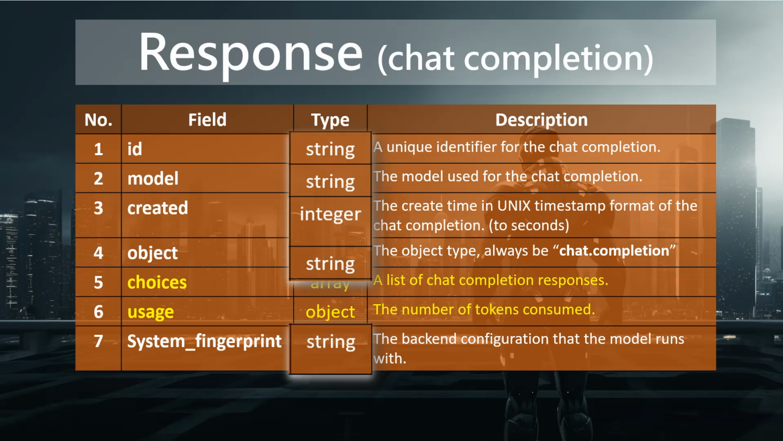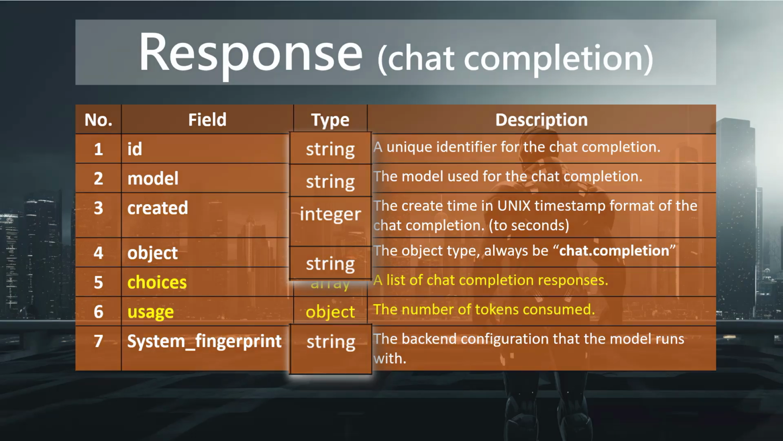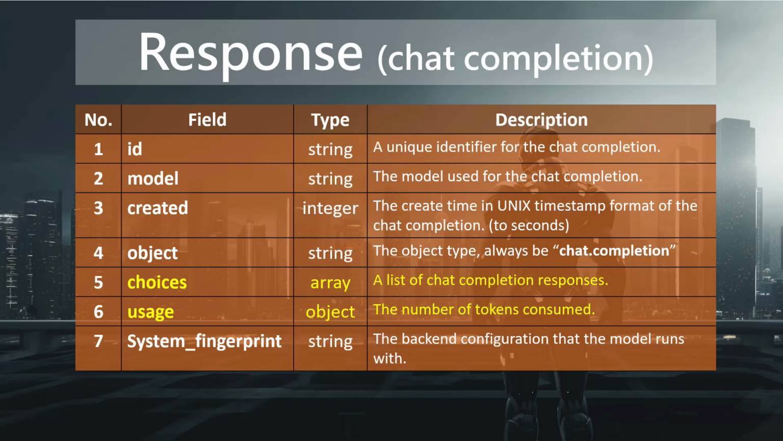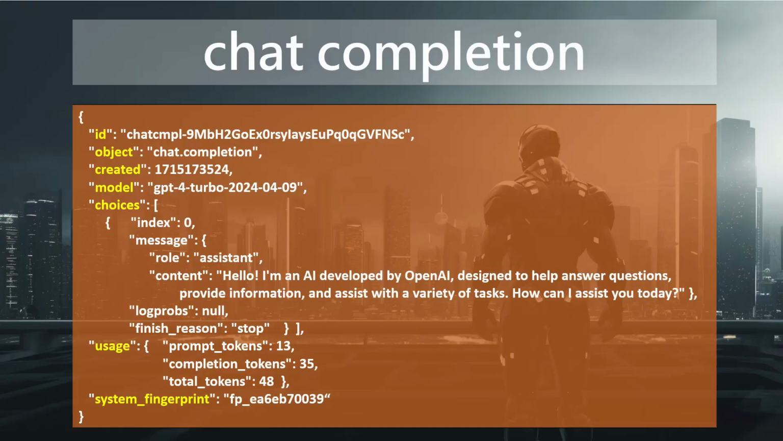If the data type of a field is string or integer, the value is returned directly from the endpoint of the GPT model. The definitions of those fields are listed here. A complete chat completion JSON object looks like this.